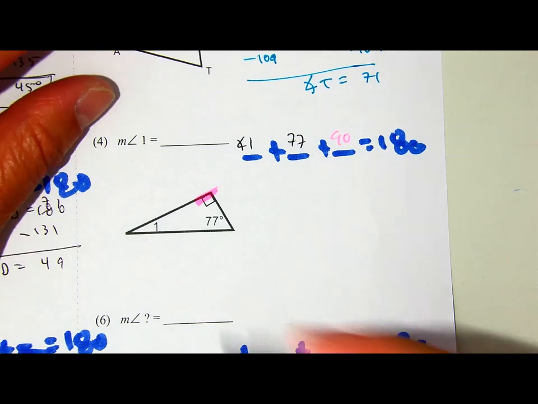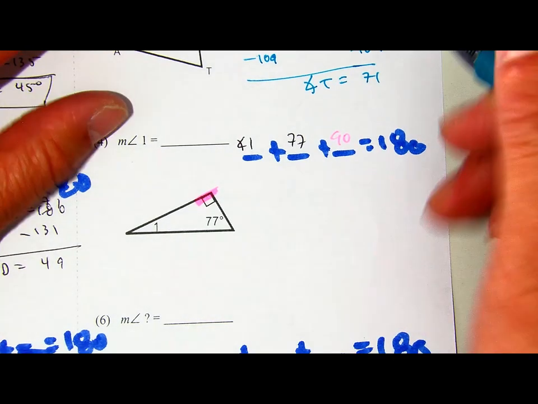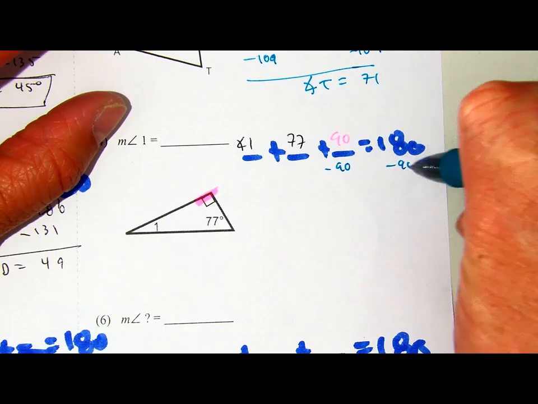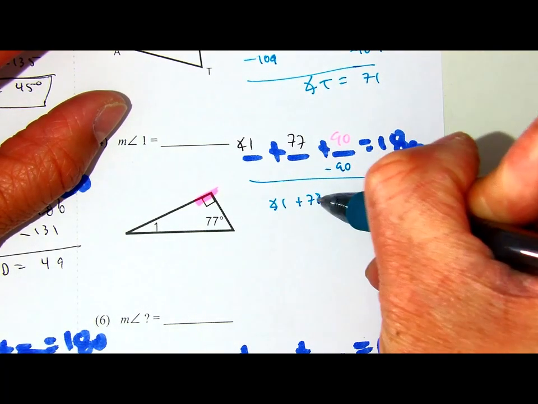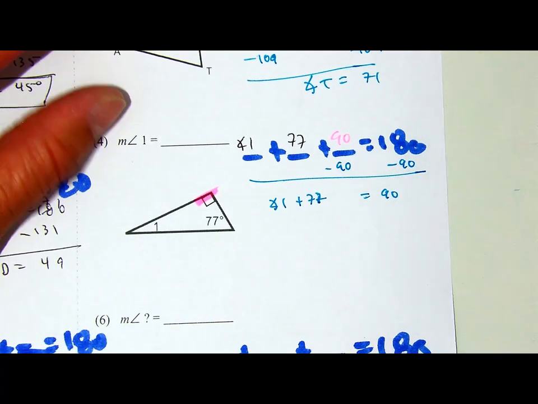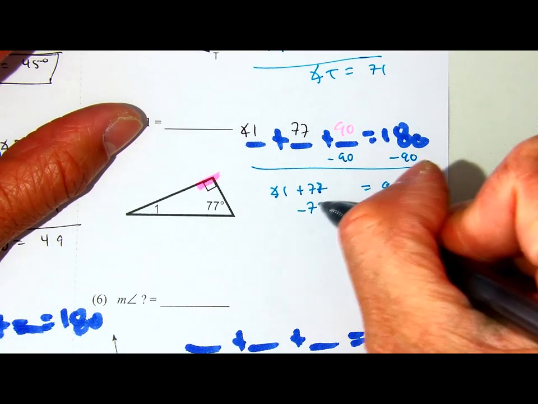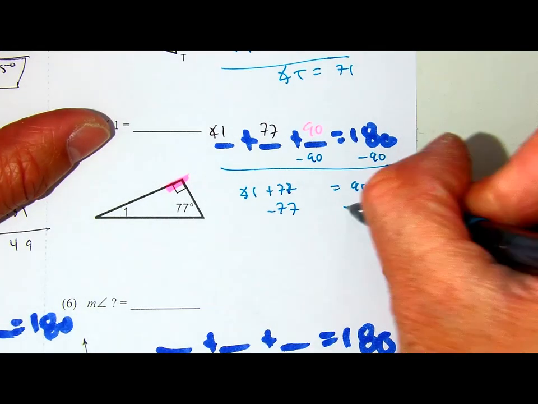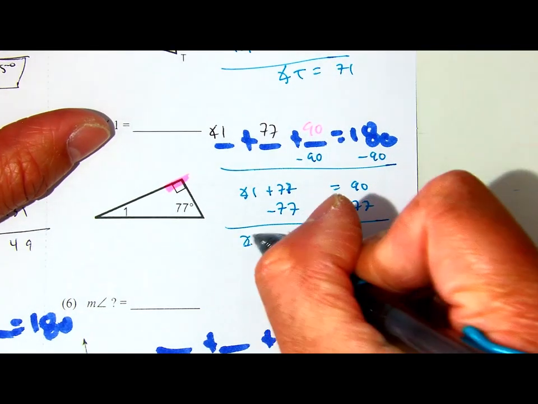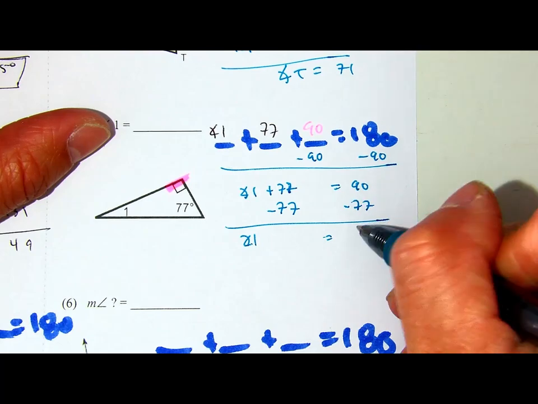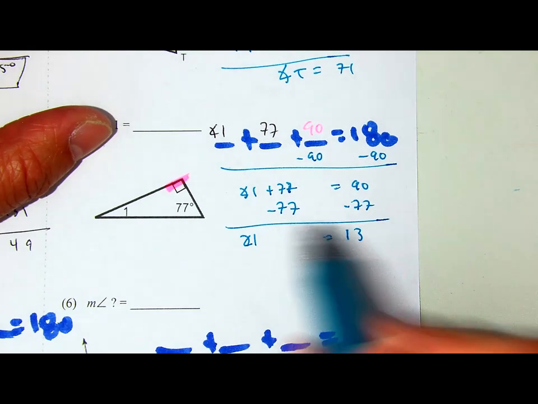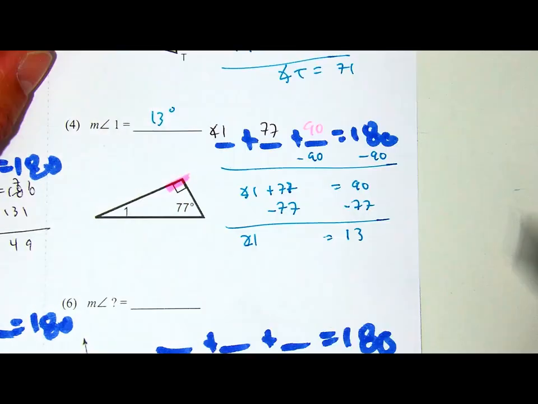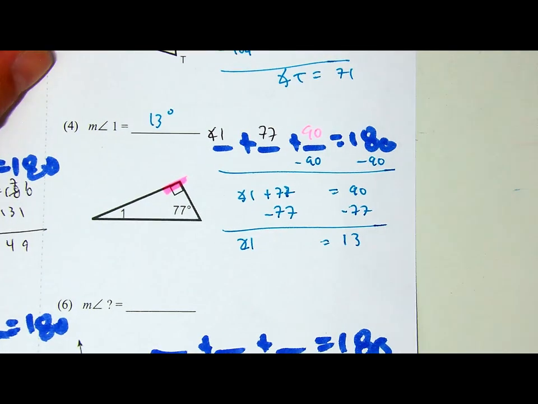Let me prove to you why the other two angles have to be complementary. So if you subtract 90, I have angle 1 plus 77 equals 90. And then if I subtract 77, does Miss Lee let you guys use calculators? So 90 minus 77 is 13 degrees. Okay, number 5.